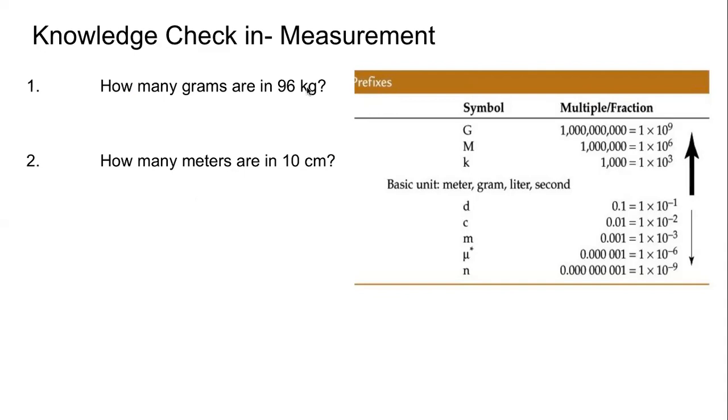We have 96 kilograms. And when we talk about kilo, that means we need to add three zeros to this value. So 1, 2, 3. And then how many meters are in 10 centimeters? Centimeters is multiplying this by 10 to the negative 2. So we're going to take this value and 1, 2, move it to the left.